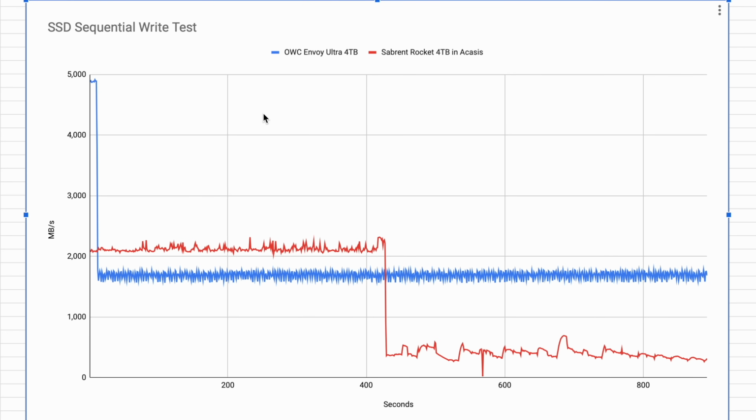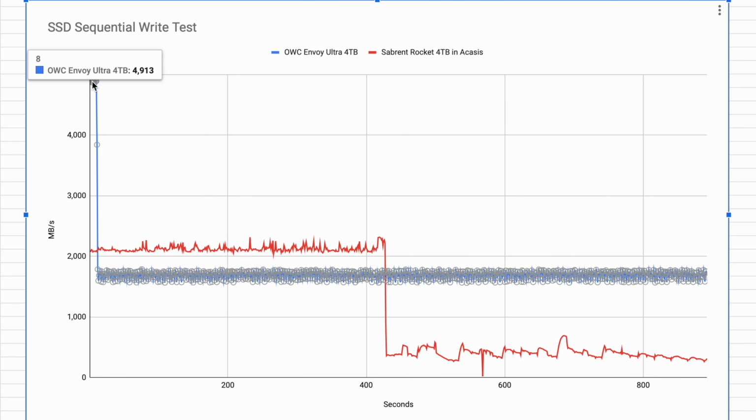So here's the results after running the test on both of these drives. The blue line is the OWC Thunderbolt 5 drive and the red is my USB 4 enclosure. So we can see that the Thunderbolt 5 drive wrote very quickly for a short period of time. It wrote at around 4900 megabytes per second for around, looks like, 10 seconds. And then it dropped all the way down to around 1700 megabytes per second for the rest of the 15 minute file write.